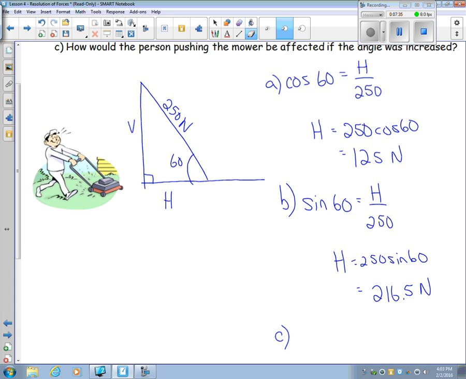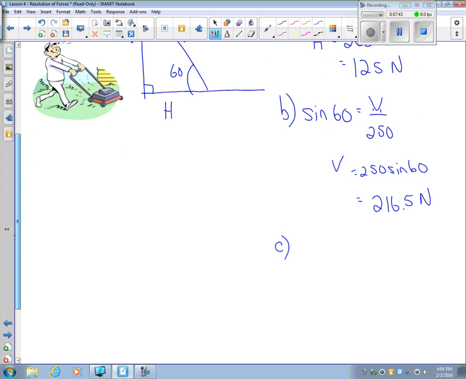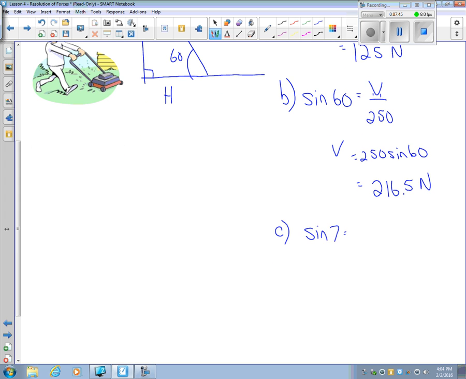Actually, starting this last one here, it shouldn't have been H. That should have been a V there. Okay. And the last one, instead of sine 60, try sine 70. See what happens. If I were to punch in sine 70 equals V over 250, and then solve that one, 250 times the sine 70, and give that a try with my calculator, I bet you the number I get will be bigger than it used to be. And just try it there. 250 sine 70 comes up to 234 this time. Right? The higher the angle gets, the more energy is being wasted holding that mower down.